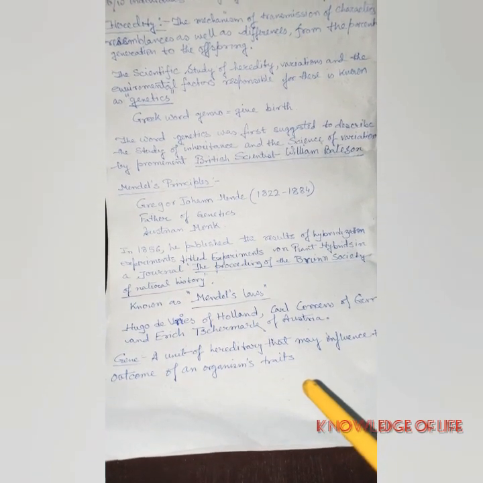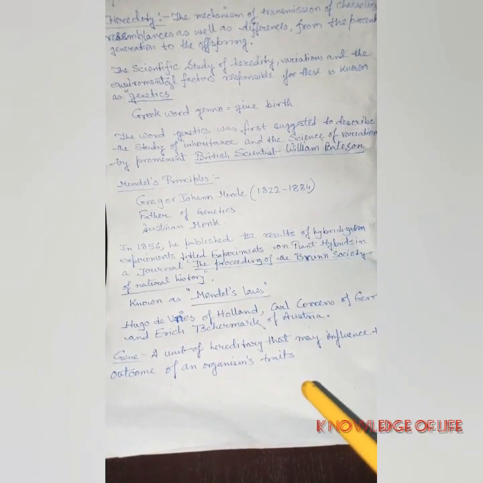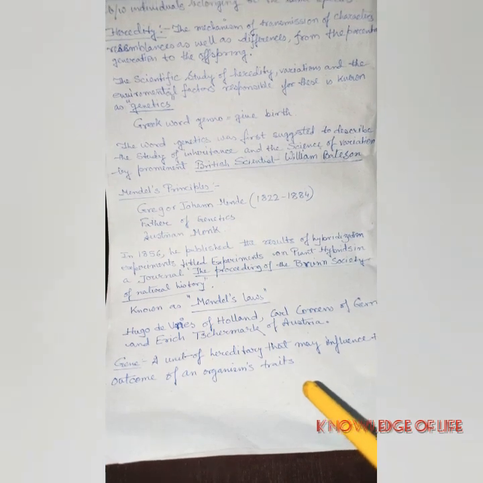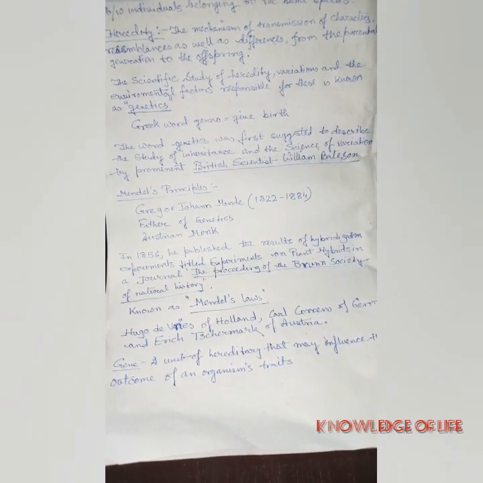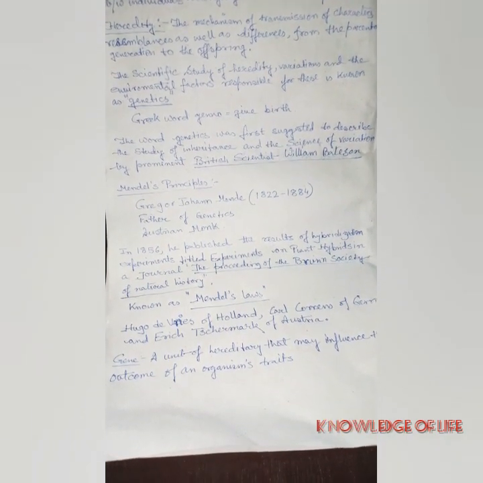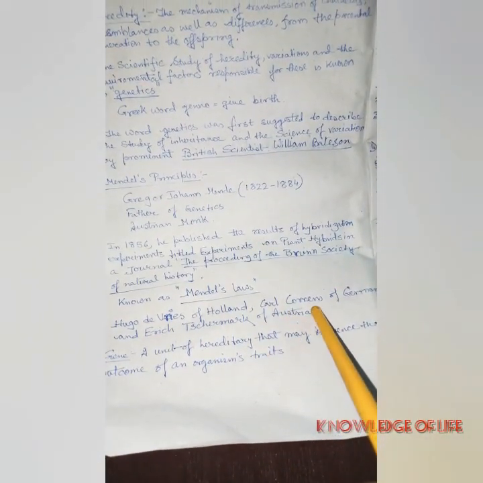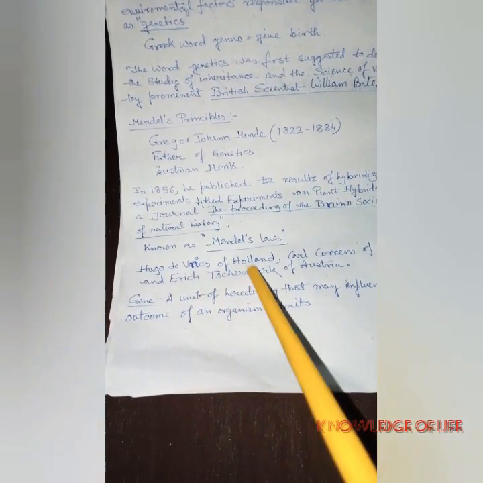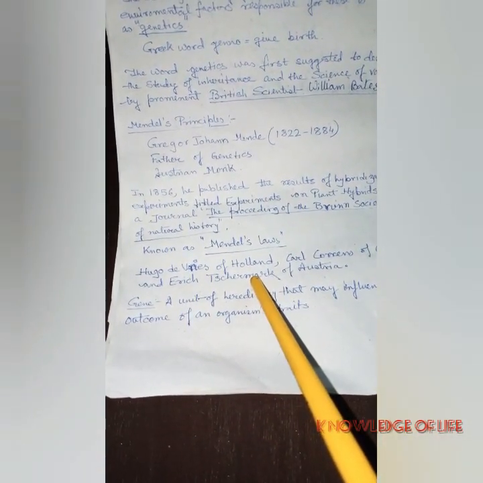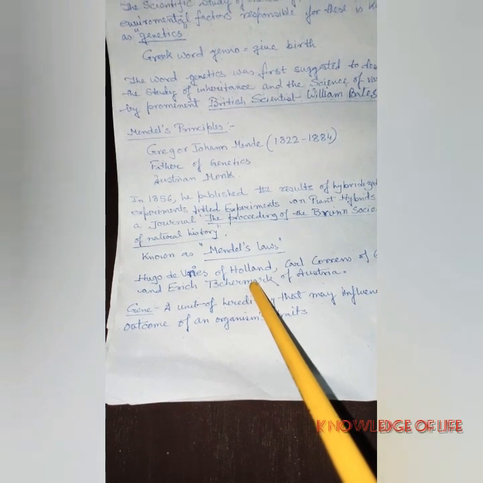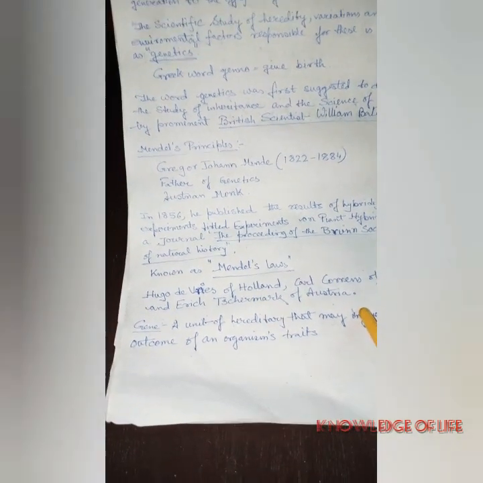In the 19th century, the work was independently rediscovered by three biologists: Hugo de Vries of Holland, Carl Correns of Germany, and Erich von Tschermak of Austria.